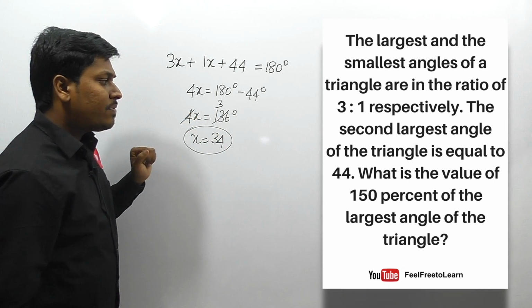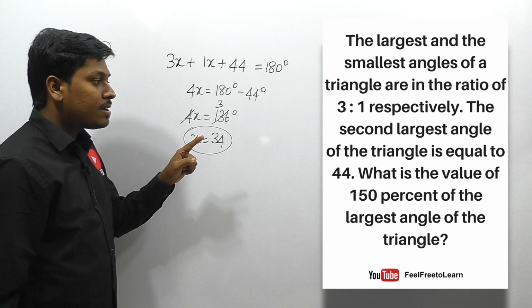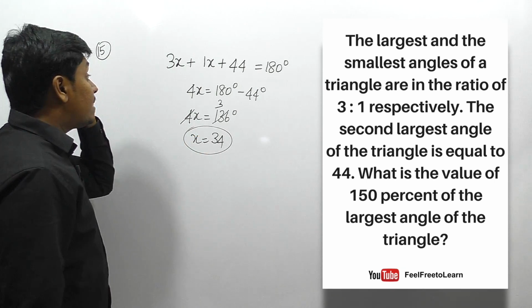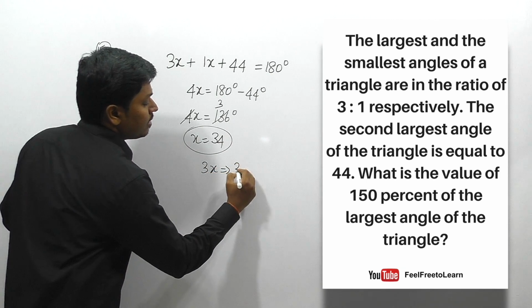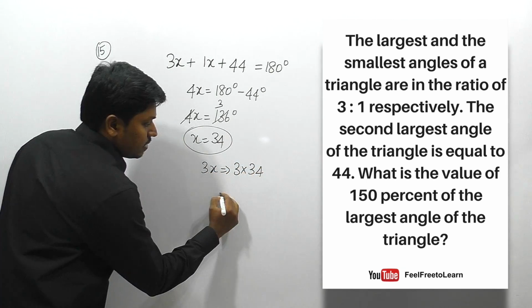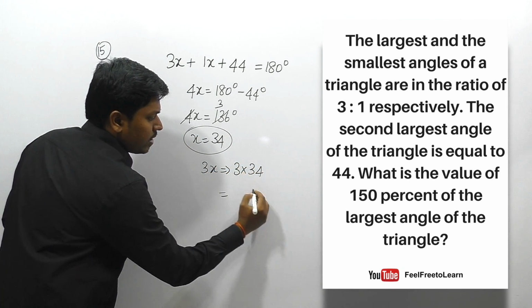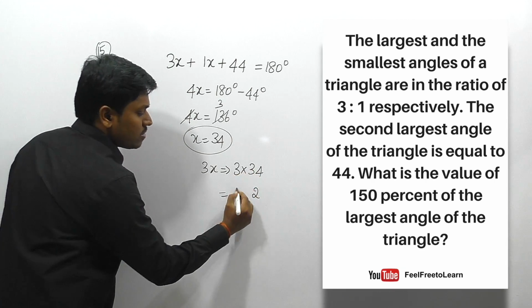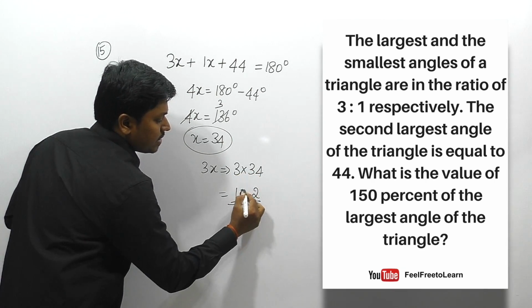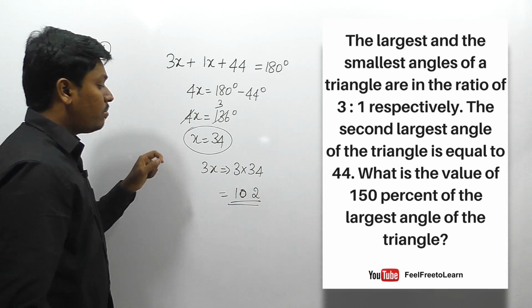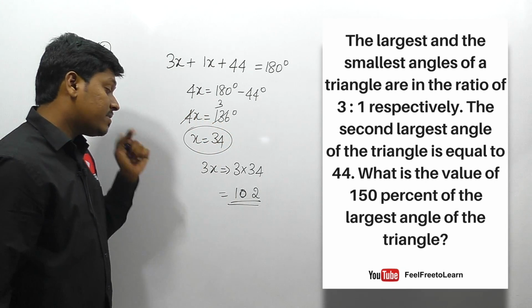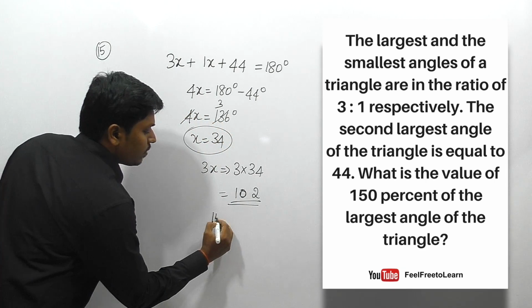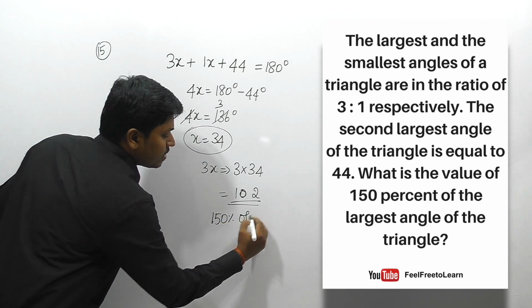But our target is to find the value of 150% of the largest angle, where the largest angle will be 3x. So 3x will be the largest angle of the triangle. So 3 into 34: 4 into 3 will be 12, remainder 1, which gives 102. So finally we can say that the largest angle of the triangle will be 102, but our target is to find the value of 150% of the largest angle. So we need to find 150% of 102.